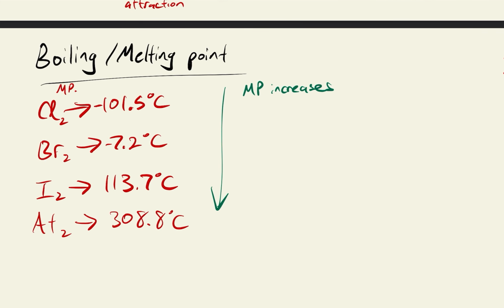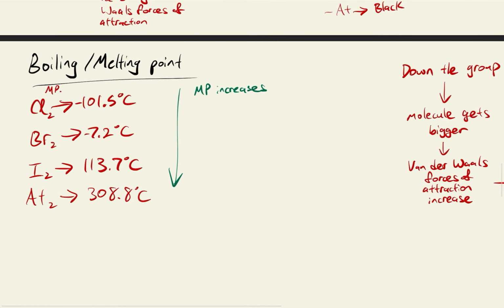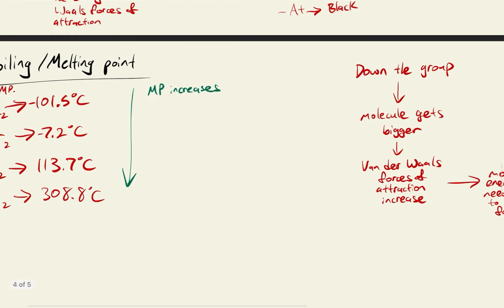So over here I have all the halogens except for fluorine. This is their melting point. Chlorine here has negative 101.5 degrees Celsius. Bromine has negative 7.2 degrees Celsius. Iodine has 113.7 degrees Celsius, and astatine about 300 degrees Celsius. So as you can see, as we go down the group, the melting point or boiling point increases.